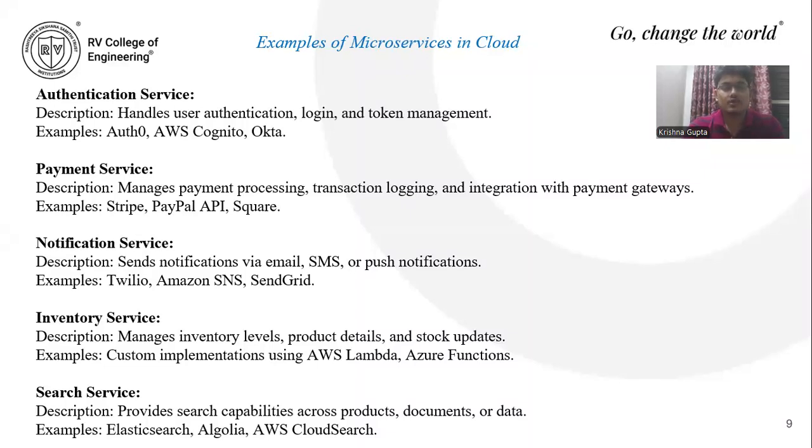Search service. Suppose you are building an e-commerce platform, we want to filter the products depending upon the user requirement. So it can also be done and it provides several search capabilities for the data, documents, or any categories which are loaded into your platform. So Elasticsearch, Algolia, and AWS CloudSearch are a few examples of the search service.